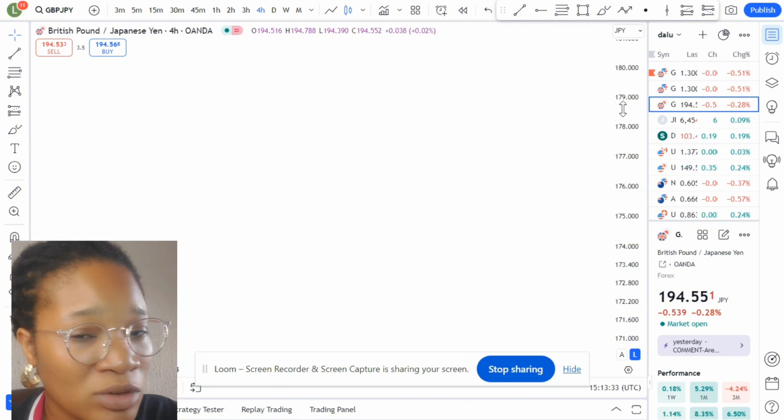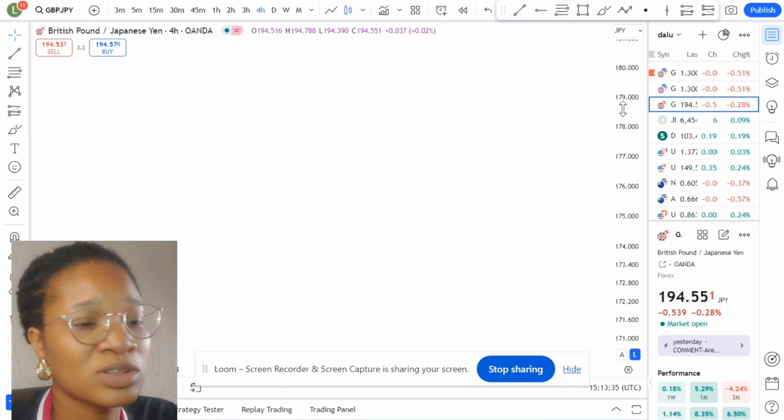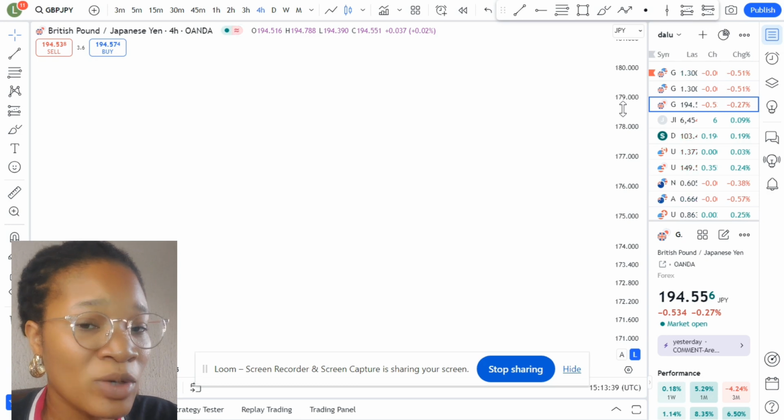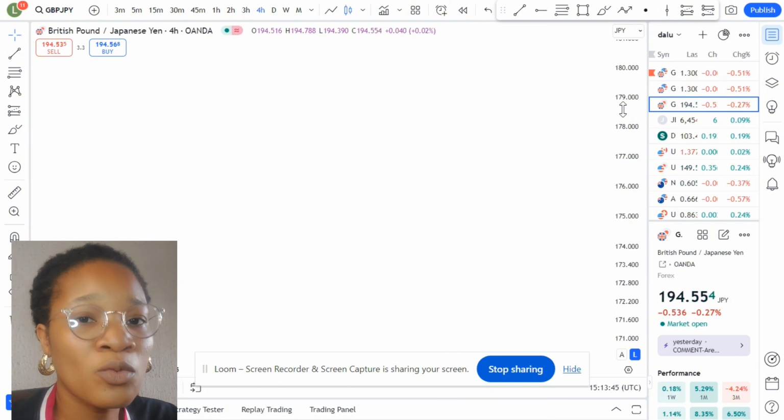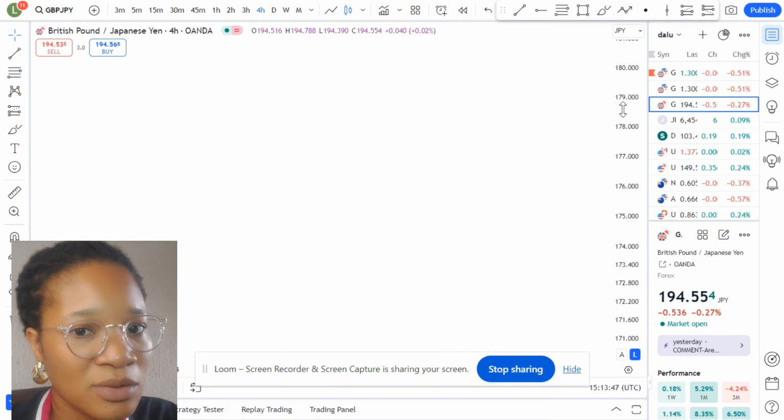Of course, nothing is 100% in the forex market. Nothing is 100% when it comes to trading. But when you see these chart patterns, especially when you are familiar with them, it is easier for you to position yourself and ride along with the market makers or the market movers, right?